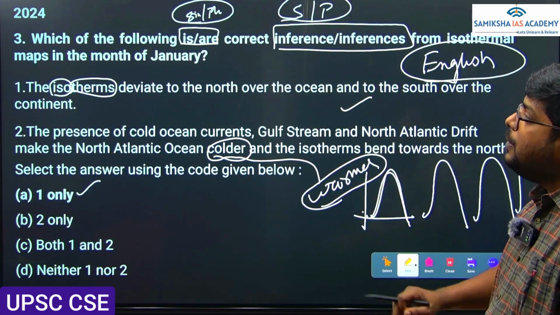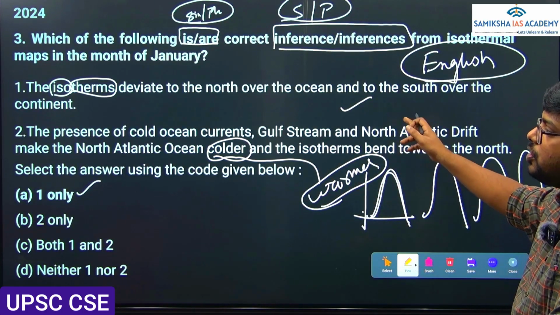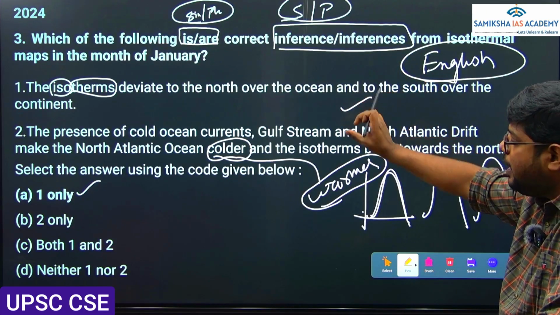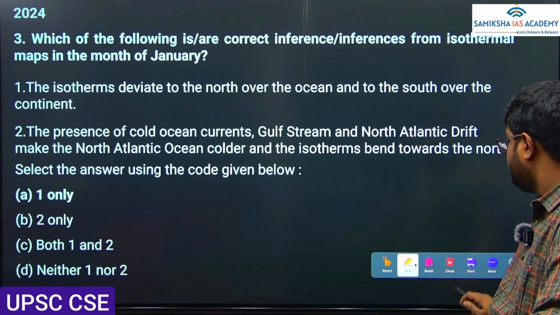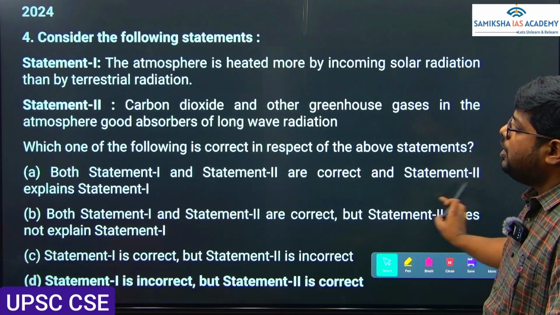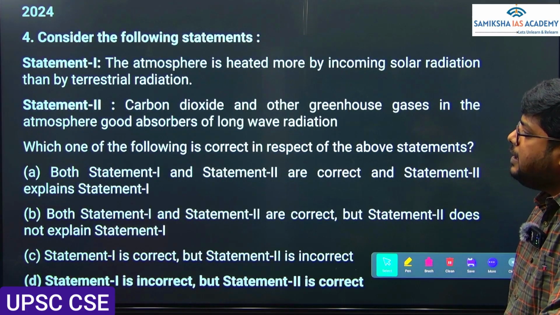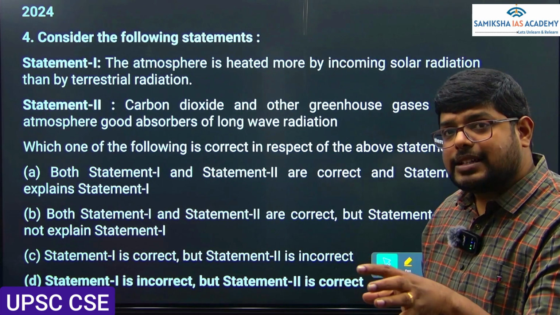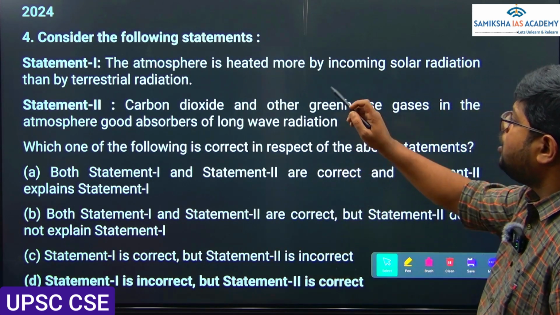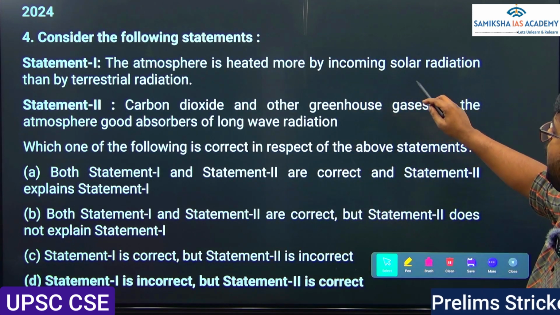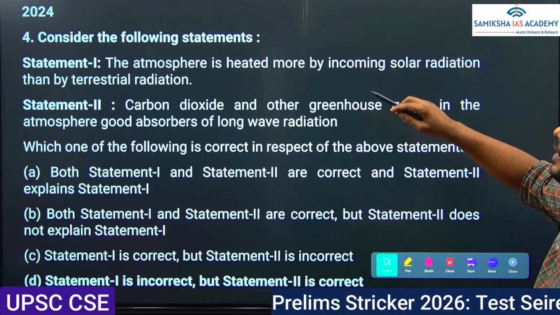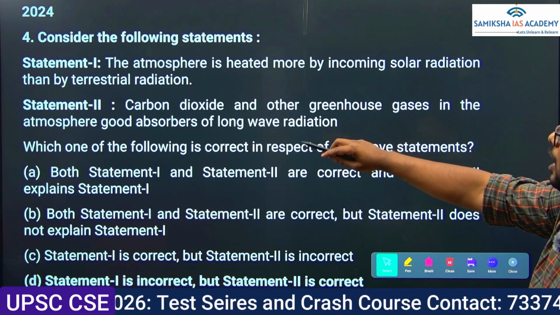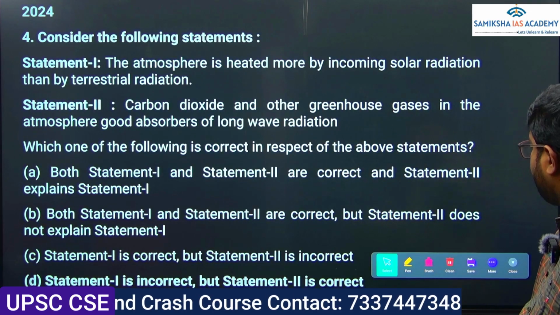So this is the question. What is the question? The question is simple. When the question is simple, they make it complicated in the English. Now, if we go to the next question, this is a question about day-to-day activities. The atmosphere is heated more by incoming solar radiation than by terrestrial radiation. Carbon dioxide and other greenhouse gases in the atmosphere are good absorbers of long wave radiation.